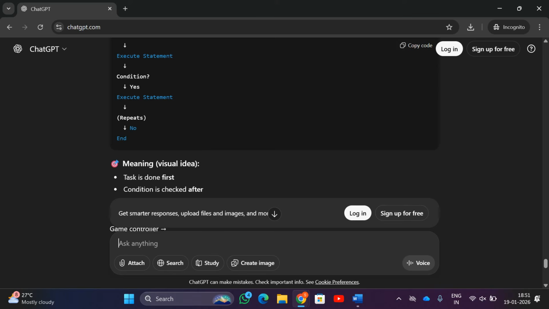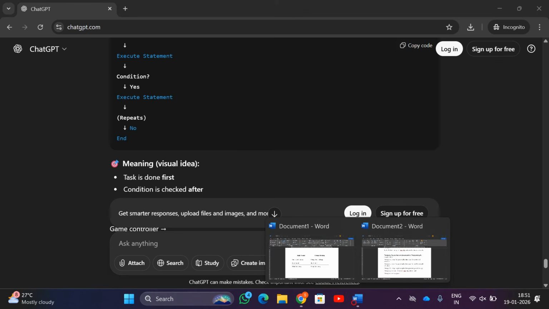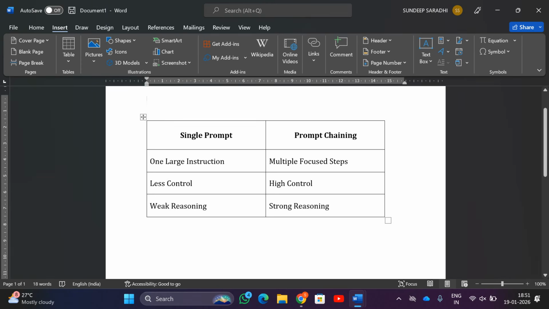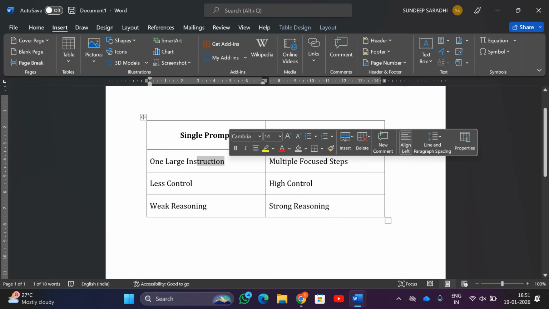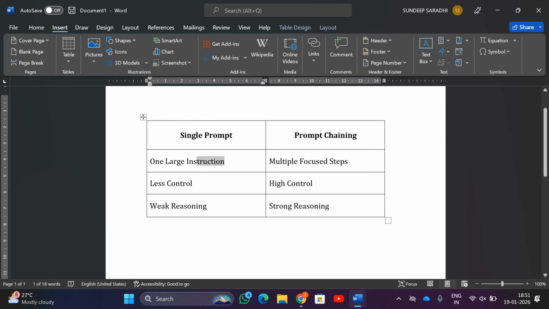Okay, so the main motto of these sequential prompts is the output of one prompt will be taken as an input for another. So here is the comparison between the single prompt and the prompt chaining. So this concept is called prompt chaining. The name itself indicates, right? So here one large instruction will be taken for the single prompt, and coming to the prompt chaining, multiple focused steps, that means sequential prompts, multiple prompts will be taken, and then less control with the single prompt.